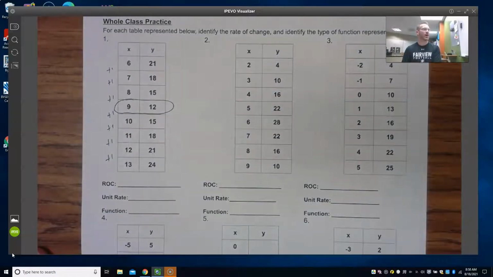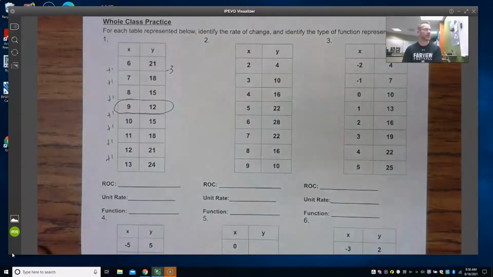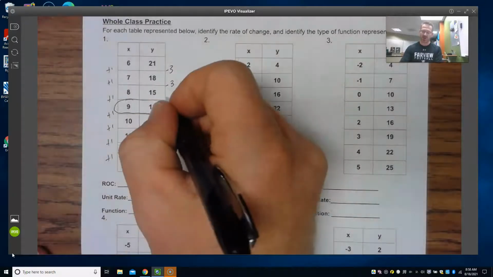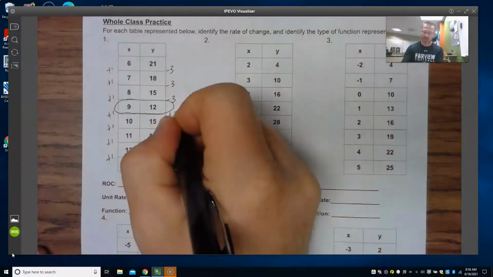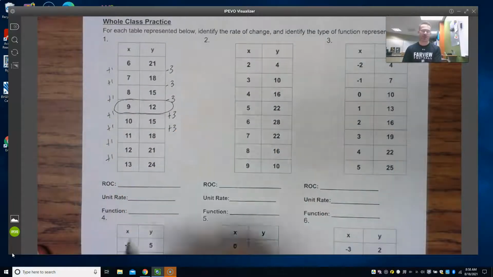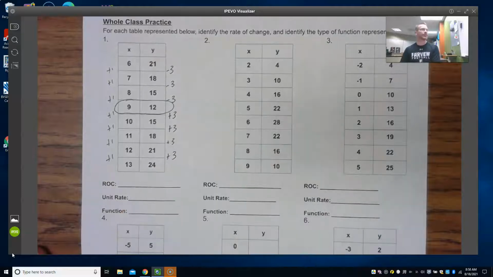All right, now let's look at our y column. So 21 to 18, I go down 3. 18 to 15, I go down 3. 15 to 12, I go down 3. And then notice what happens now. We change direction. So when I go from 12 to 15, I now go back up 3. And then 15 to 18, I go up 3. 18 to 21, I go up 3. 21 to 24, I go up 3.